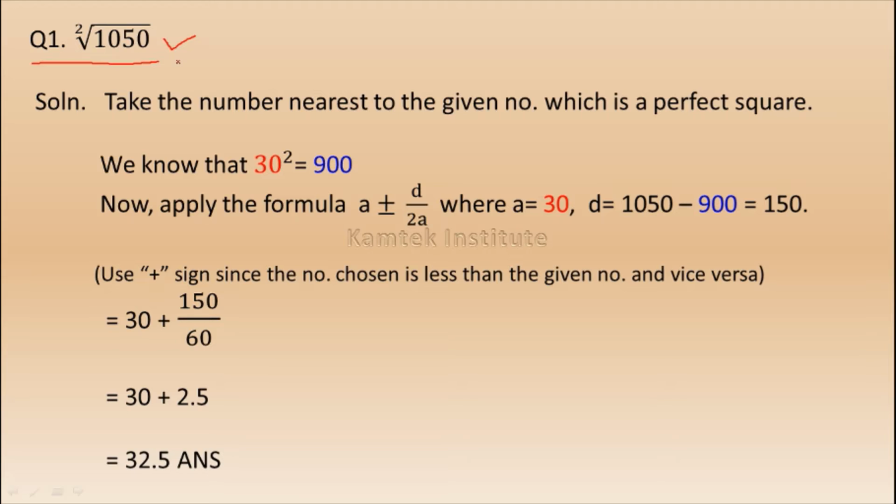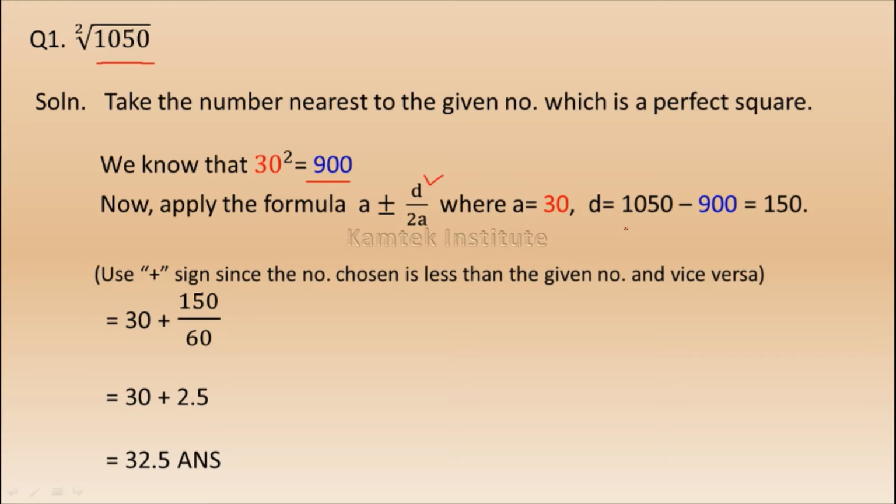Whenever you have a number like this, look for a number nearest to it which is a perfect square number. Like over here I've chosen 900. 900 is a perfect square number since the square root of this number is 30. So we apply the numbers given to us in this formula: a plus minus d upon 2a, where a is the square root of 900, that is 30. Then d is the difference between the non-perfect square number given to us, 1050, and 900.